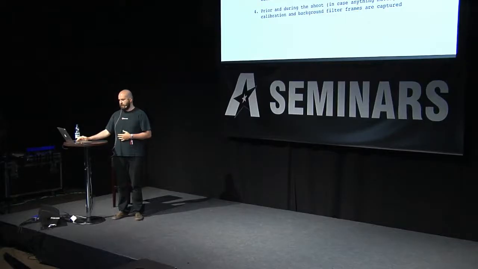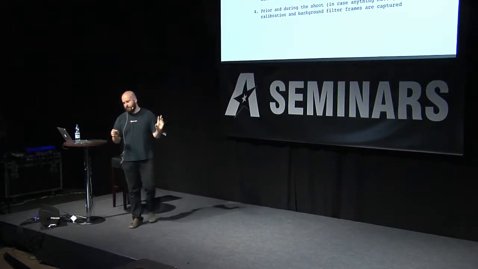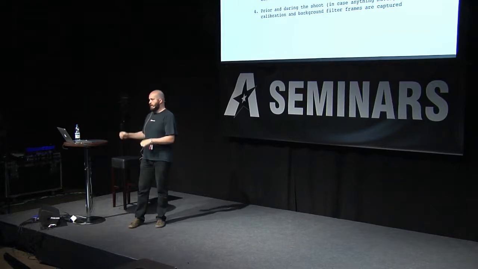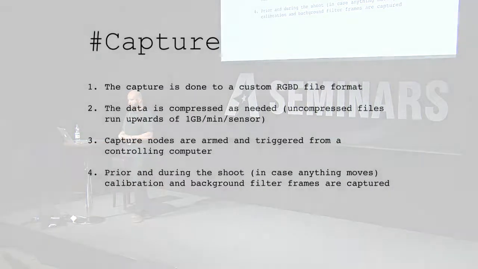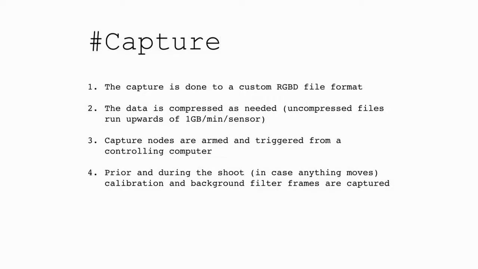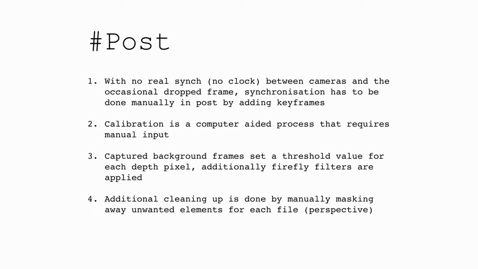This is important. And also we run background filter frames. After we've done the calibration frames, we remove everything and then we shoot background filter frames that we are then able to deduct from the actual data. So then we get an idea, or we can remove the background, so we get everything that we don't need automatically out of the image.